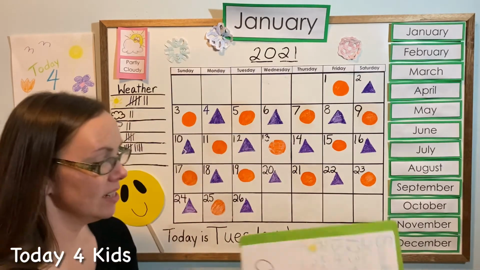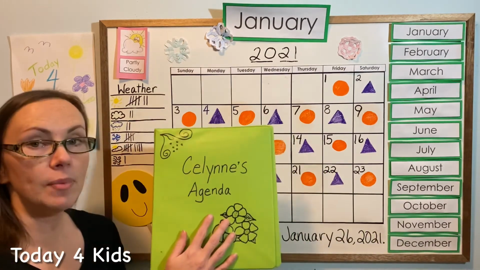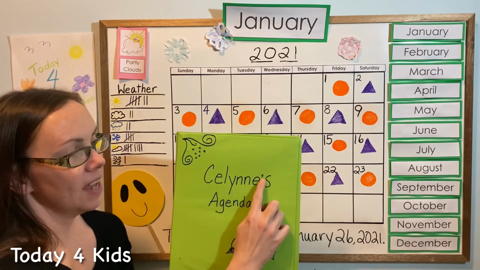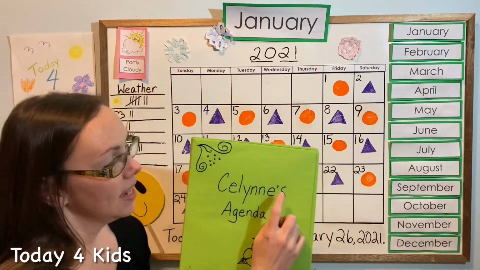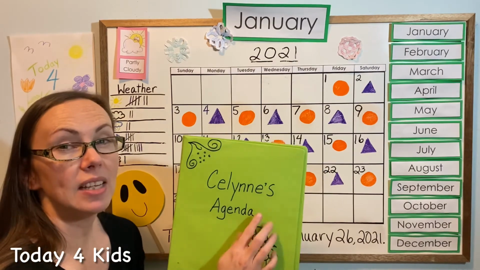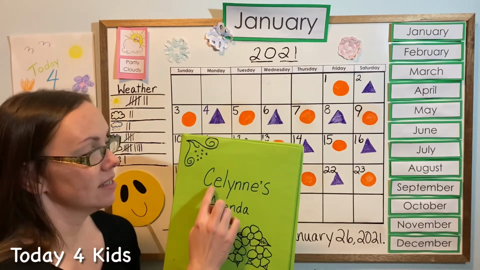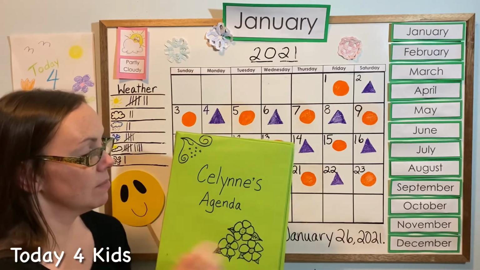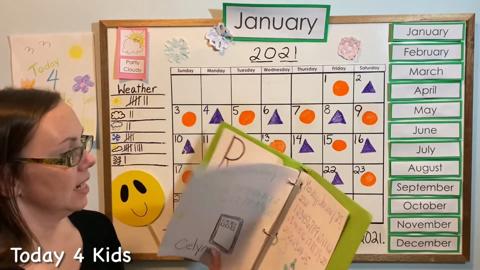Let's look at our agenda for today. So here's my agenda, and it's got my name, Celyne, and then an apostrophe S. And this apostrophe S tells everybody that this book is mine. It says Celyne's. Celyne's. So that means it's my agenda. We're going to flip it open.